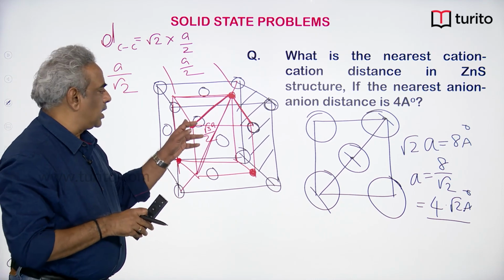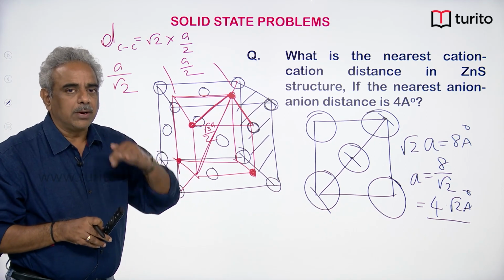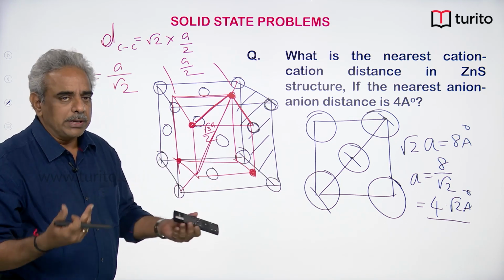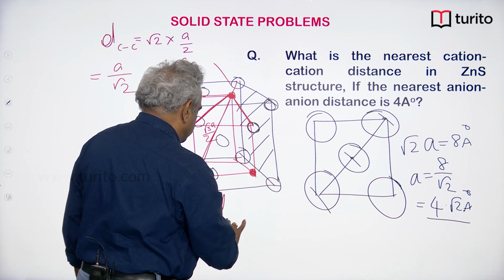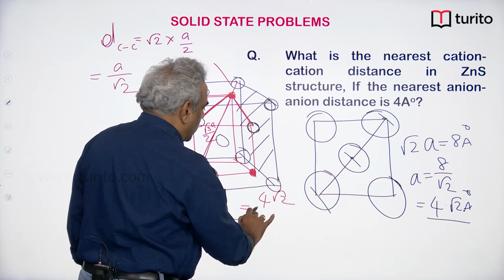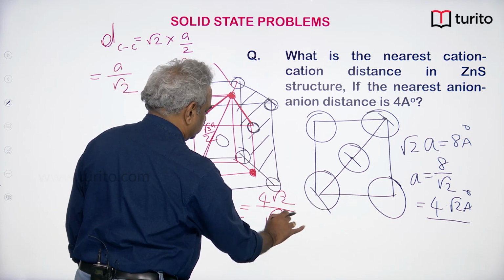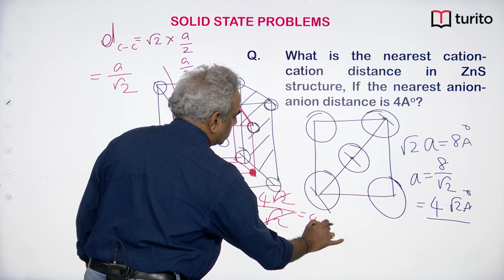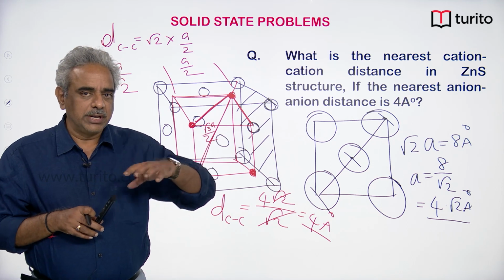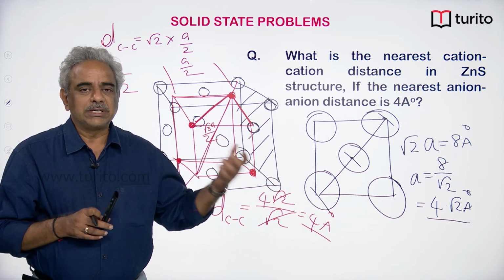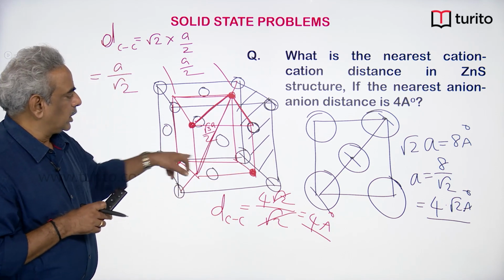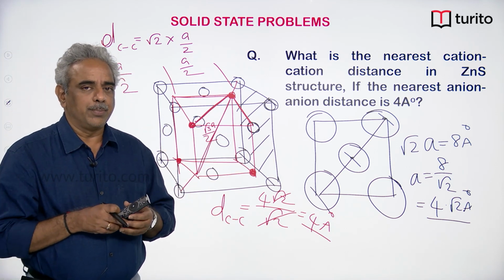So, the nearest cation distance will be A by root 2, but what is A? We have already proved A is 4 root 2. So, what is the cation distance? 4 root 2 into 1 by root 2 is going to be 4 angstroms. So, in the zinc sulphide structure, the nearest anion distance and the nearest cation distance are the same. That is a beautiful question. So, you can work it out like this, a simple mathematical approach.